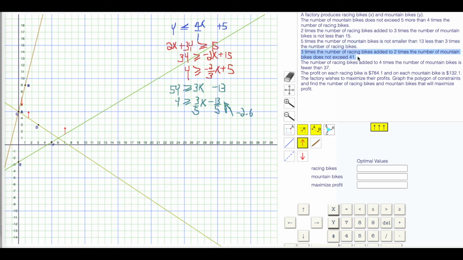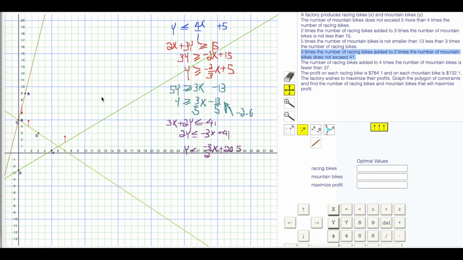Next inequality is 3 times the number of racing bikes, that's 3x, added to 2 times the number of mountain bikes plus 2y, does not exceed 41. Does not exceed, is not greater than, so it's going to be less than, but it could also be equal to 41. I want to get the 2y alone, so I'm going to subtract the 3x from both sides, so 2y is less than or equal to negative 3x plus 41. Then I'm going to divide everything by 2. That's going to give me y is less than or equal to negative 3 over 2x plus half of 40 is 20. So half of 41 is 20.5, plus 20.5.